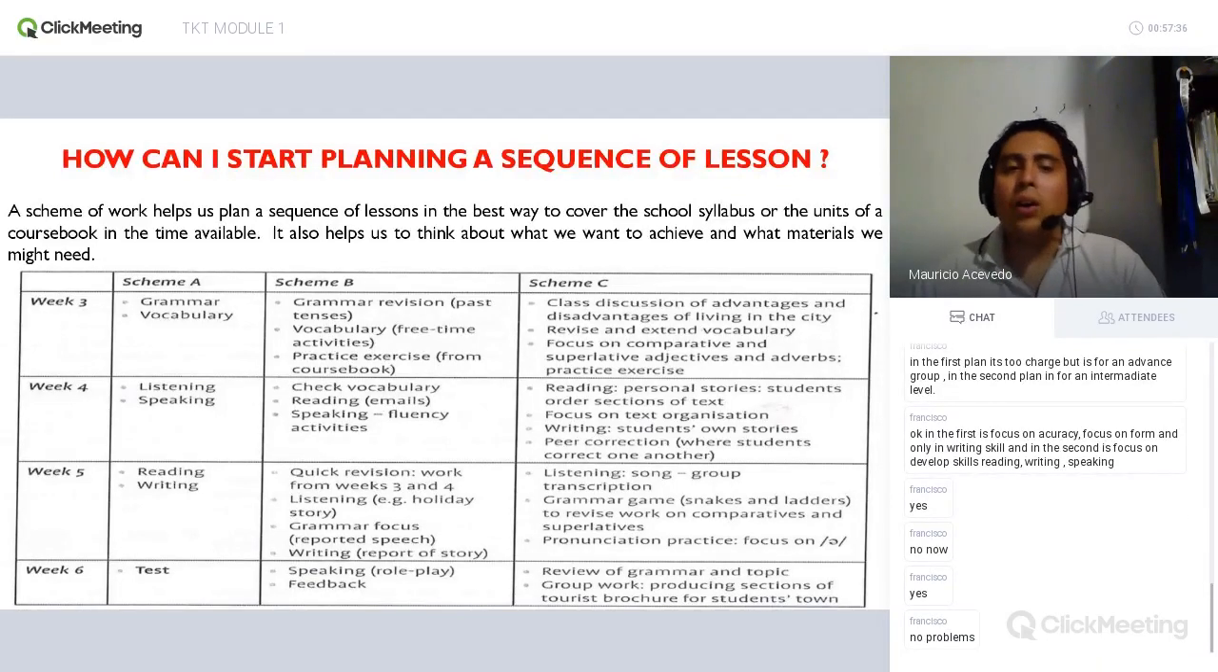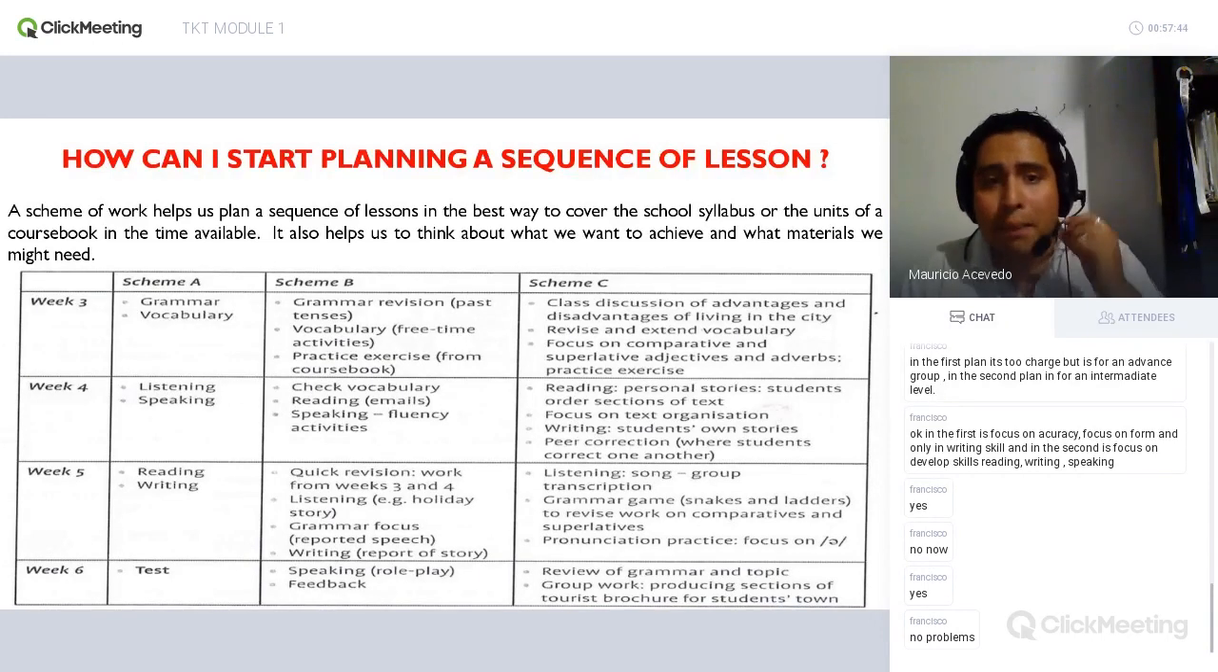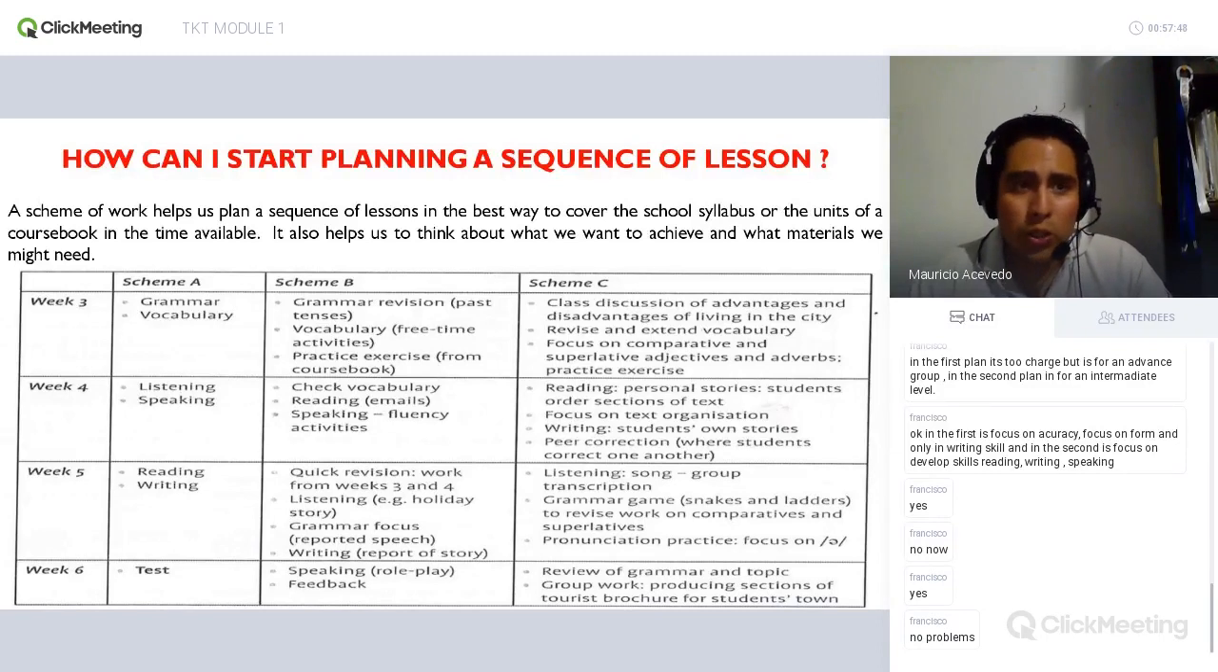Okay, now, how can I start planning a sequence of lessons? A scheme of work helps us plan a sequence of lessons in the best way to cover the school syllabus or the units of a course book in the time available. It also helps us to think about what we want to achieve and what materials we might need.